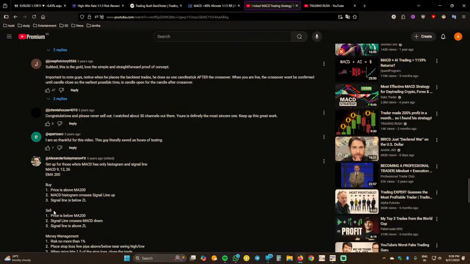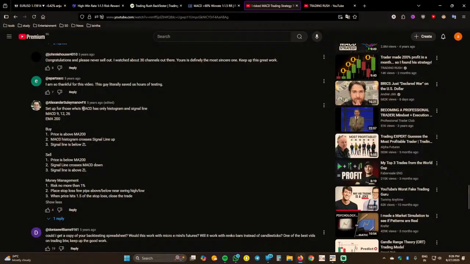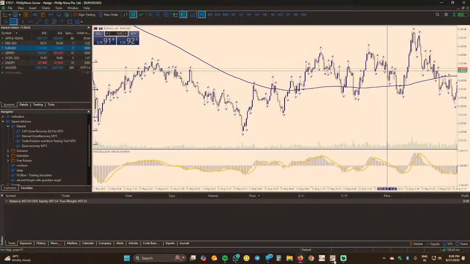Let's continue. Setup for those whose MACD has only histogram and signal line. MACD 9, 12, 26, EMA 200. Buy price is above MA 200. MACD histogram crosses the signal line. Signal line is below zero line. Okay. I know what he means. He means this.